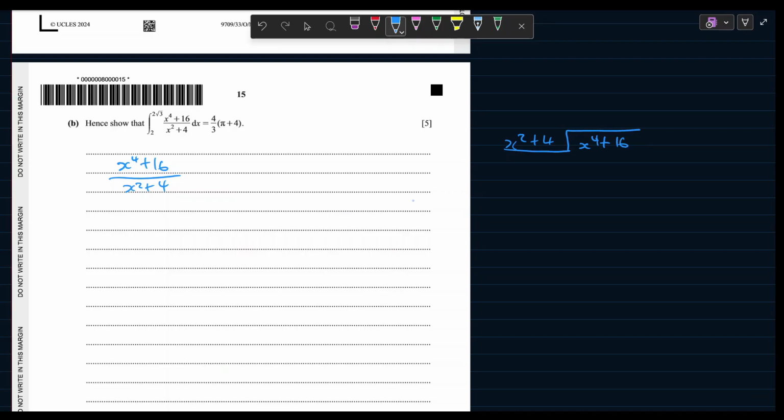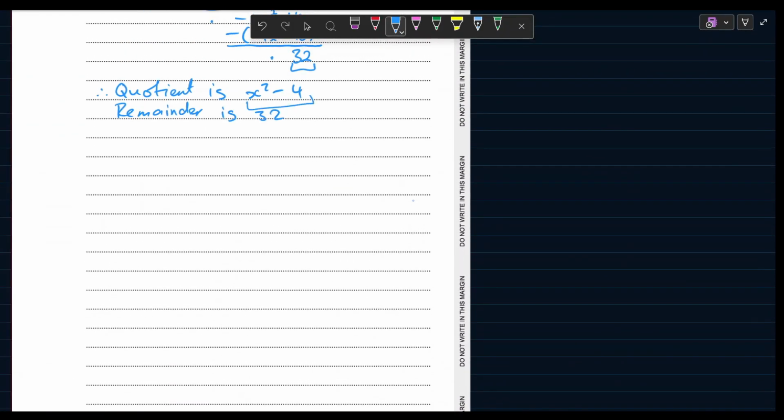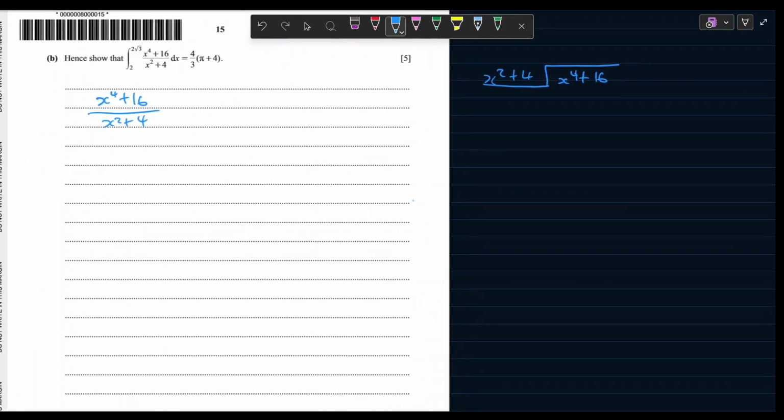And we got that this gives us a quotient of x squared minus 4, because this is exactly the same as what we've just divided here. We get x squared minus 4. So this becomes our quotient, x squared minus 4, plus our remainder, 32, over the divisor, x squared plus 4. All right, so we're saying that this here can be rewritten as x squared minus 4 plus 32 over x squared plus 4. So instead of integrating this, we can integrate this instead.